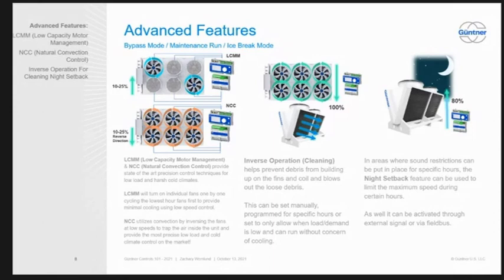But if it's a day where it's super cold out, you can potentially overshoot your set point. If you turn this feature on, LCMM, what that does is, let's say you give it 10%, it's going to use one fan instead of all 6, and then it's going to ramp just that one fan up until your load increases. Then it'll kick on a second fan, and as your load increases, it'll start using more and more fans.